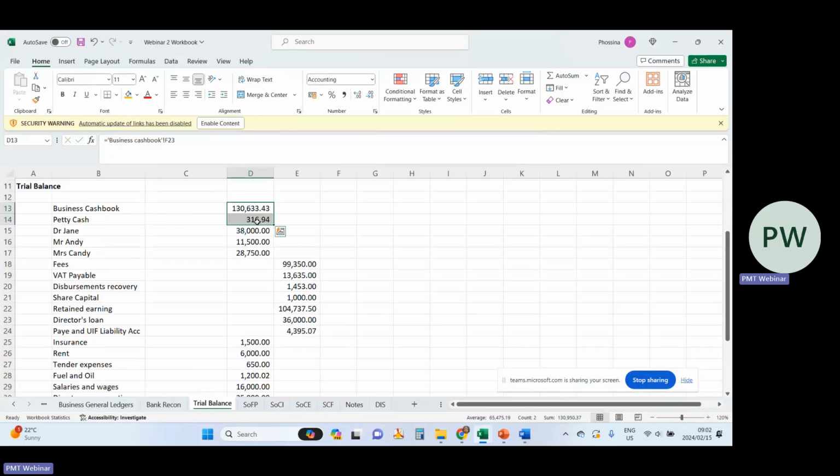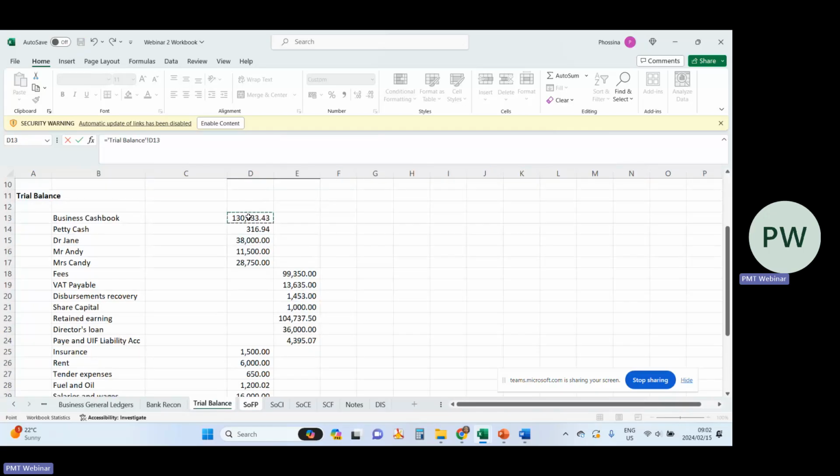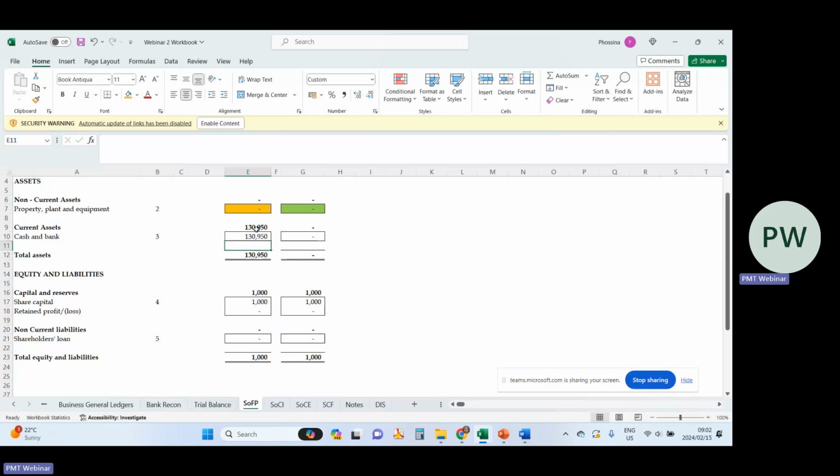If we add them, they are called cash and cash equivalents. So it's cash which is readily available. When we go to our balance sheet, the statement of financial position, we pick them. They are called cash and cash equivalents. We add them up, then it shows.